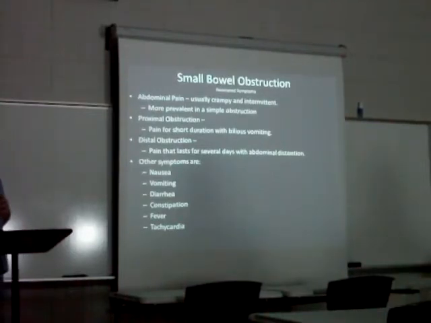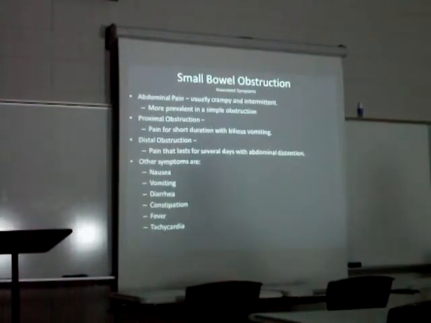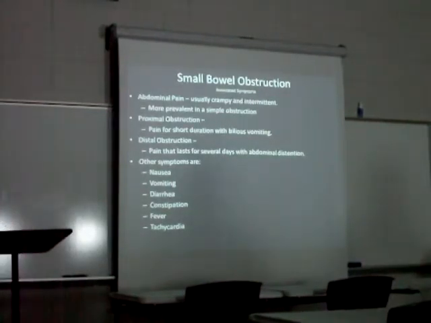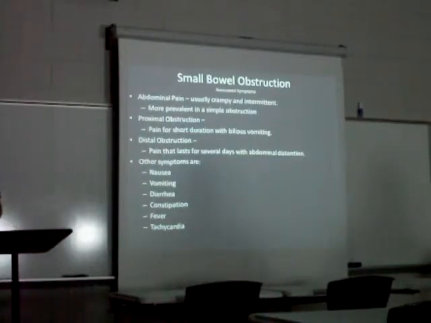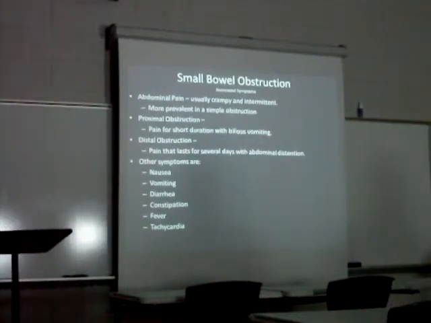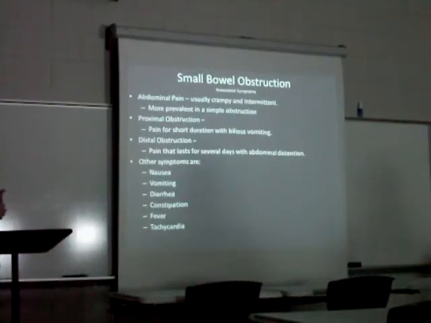So we see that the associated symptoms are abdominal pain once again, and it's usually crampy and intermittent. And it is actually more prevalent in a simple obstruction than anything else. We see proximal obstruction is demonstrated as pain for a short duration with bilious vomiting. We also see a distal obstruction is pain that lasts for several days with abdominal distension. And other symptoms are nausea, vomiting, diarrhea, constipation, fever, tachycardia.